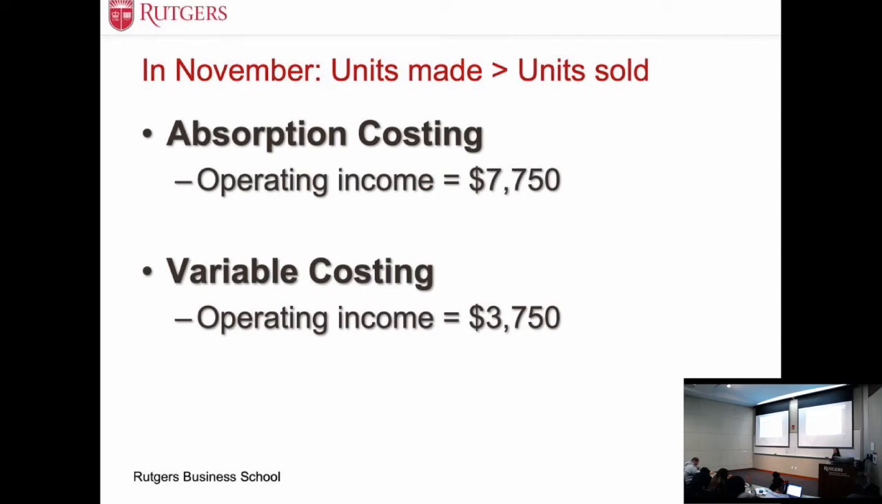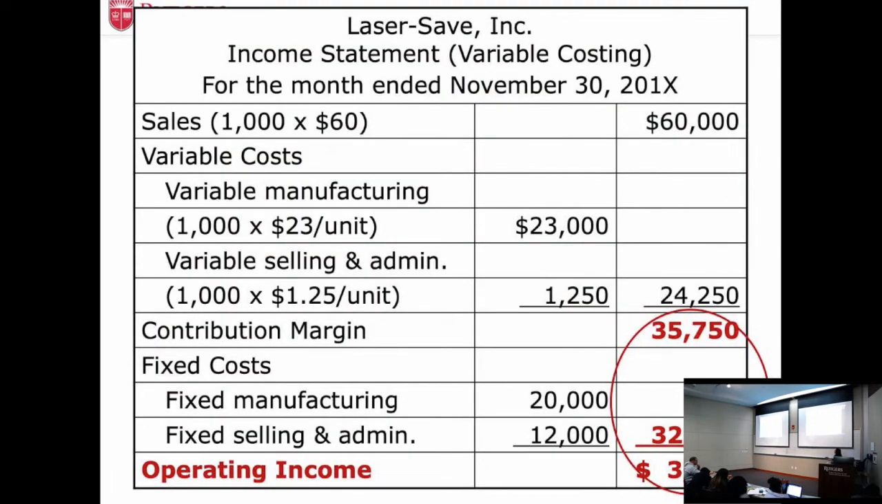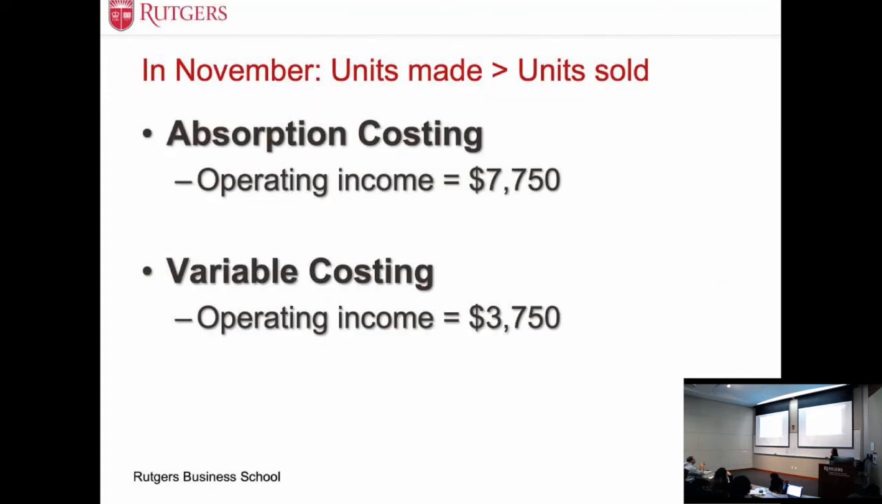Yes. Can you go back? This one? Okay. It's the same as before, right? You want to compare the one that we made for October with this one. Yes, the fixed selling and administration has nothing to do with volume. Yeah, no, it's fixed, right? So no matter how many units you make, the total fixed amount is the same. Gotcha. So any questions so far?